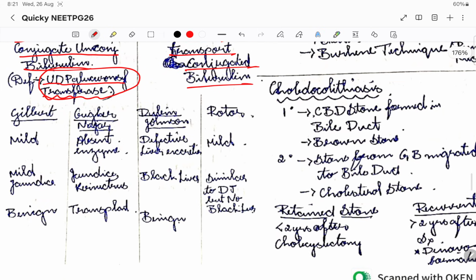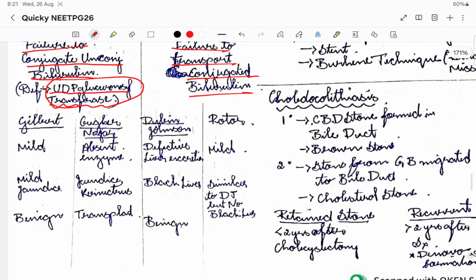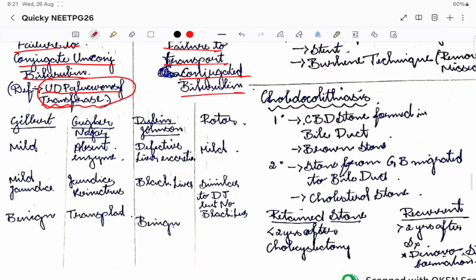There are two kinds of disease with respect to this failure to conjugate: Gilbert's disease and Crigler-Najjar disease. Gilbert disease is a mild form. There is mild loss of enzyme, so there is mild jaundice, and it is a benign disease. Whereas in Crigler-Najjar there is absent enzyme, the enzyme is not there at all, so it is a severe case, and the unconjugated bilirubin is high.